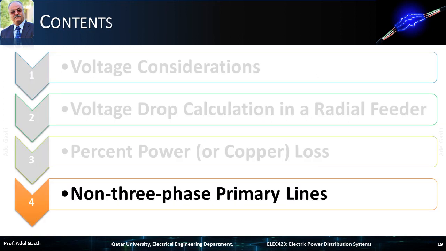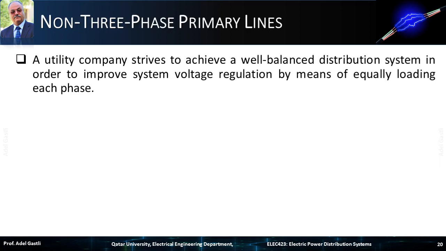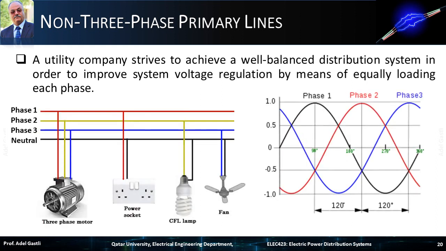Next, we will see the difference between distributing power with a three-phase system primary line, and double or single-phase lines. Usually, a utility company strives to achieve a well-balanced distribution system, in order to improve system voltage regulation, by means of equally loading each phase. This is also usually done at the facility level. Indeed, electricians should design and install the single-phase electric wiring system in the facility fed by a three-phase main feeder, so that all three phases are well balanced.